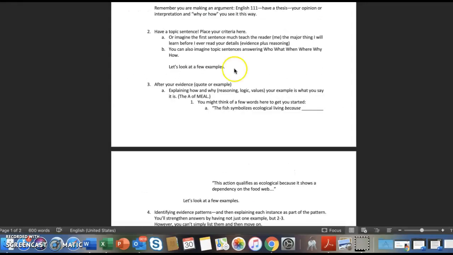Here's how I think of topic sentences. Imagine that the first sentence has to tell your reader, which is me in this case, the major thing that I am going to learn when I read your paragraph. Don't give me just a bunch of stuff that happened in the reading, but what am I going to learn about your interpretation of the story? Tell me that in the very first sentence. See yourself as a teacher, and you'll never miss your topic sentences.